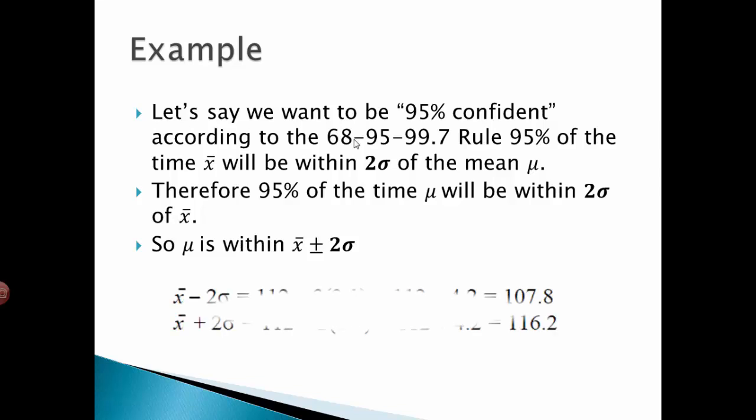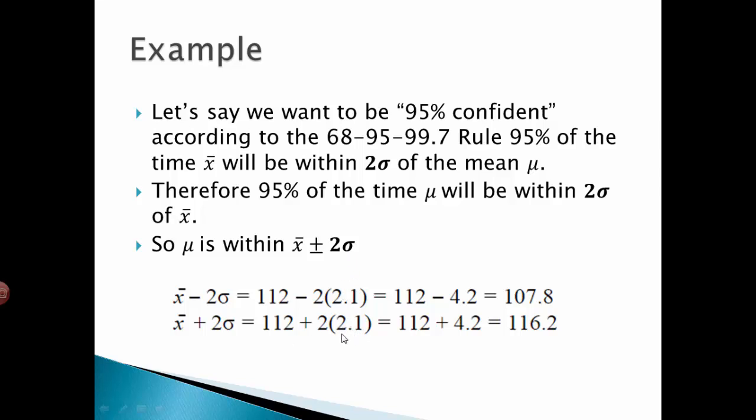So what we're going to say is that the mean of the population is within x bar plus or minus 2 times sigma. So in terms of this particular question, we know that this value here is going to be 2.1, and we know that the mean is equal to 112, so I'm just going to use that to come up with my lower and upper bounds of a range of values where we're going to be able to say that mu is.